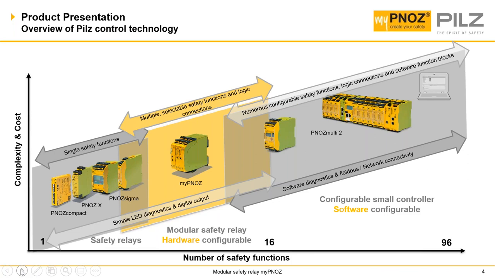And just to position it further, as an example, if you have an application that requires the use of a number of our single function safety relays, namely the PNOZ X or Sigma range, then we would suggest that if you're using any more than say 4 single function relays, it becomes potentially more beneficial to look at using the myPNOZ or the Multi-2 controllers. Just to note, the PNOZ Multi-2 models, MB0 and MB1, are software configurable, with the MB1 able to cater for up to 96 safety functions.